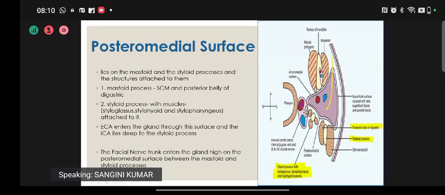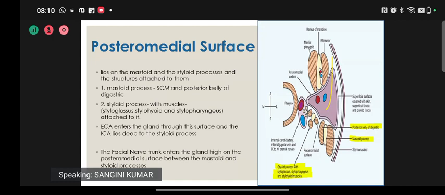Now the posteromedial surface. The posteromedial surface lies on the mastoid and the styloid process and the structures which are closely related to them. The structures which are closely related to the mastoid process are the sternocleidomastoid muscle and the posterior belly of digastric. The structures which are closely related to the styloid process are the muscles styloglossus, stylohyoid, and stylopharyngeus, which are attached to it.